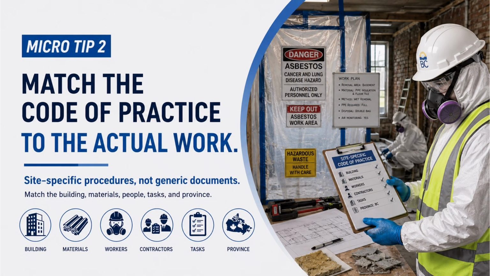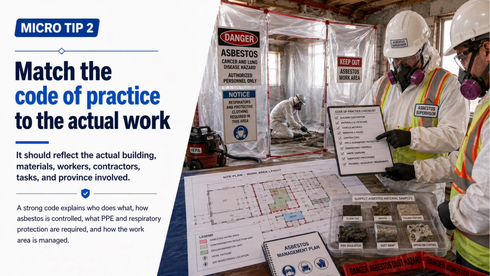Micro tip 2. Match the code of practice to the actual work. An asbestos code of practice should not be a generic document copied from another company. It needs to reflect the actual building, materials, workers, contractors, tasks, and province involved. A strong document explains who does what, how asbestos will be controlled, what PPE and respiratory protection are required, and how the work area will be managed.